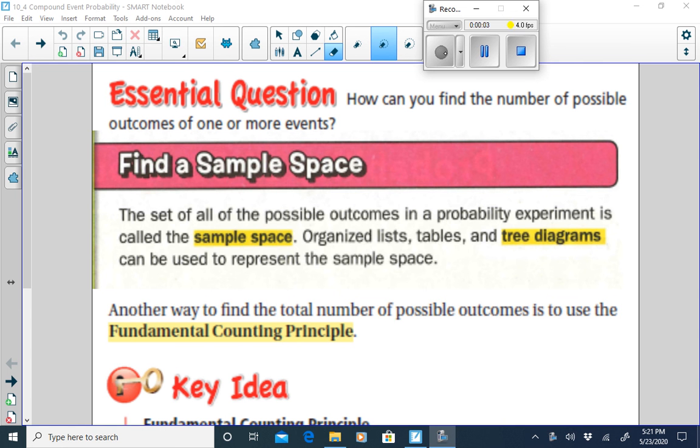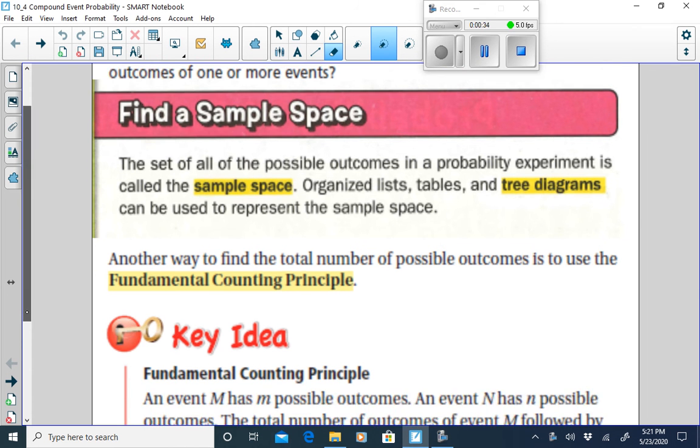Okay, today we want to take a look at what's called a compound event probability. In order to do that, there are some terms that we need to know and understand. First, the set of all possible outcomes in a probability experiment is called the sample space. Sample space is the set of all possible outcomes of an event. Organized lists, tables, and tree diagrams can be used to represent the sample space.